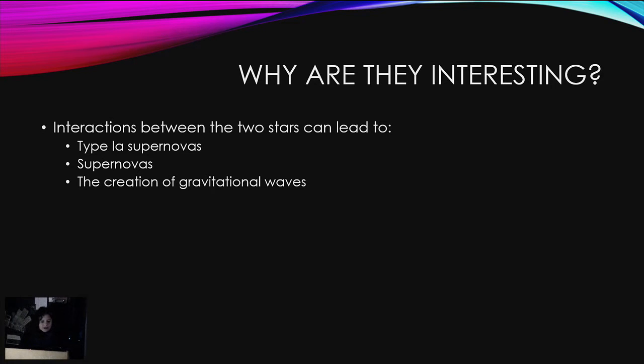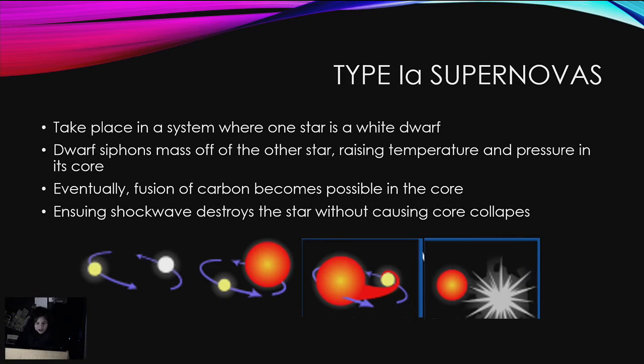And so that's pretty interesting, that binary stars can act seemingly paradoxically, in contradiction of what we know about stellar evolution. But the really cool stuff is when the stars collide, because that's something that happens when you have two stars sometimes. So one type of interaction is called a type 1a supernova.